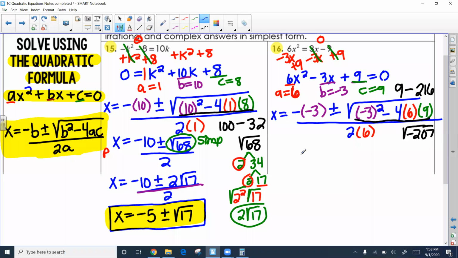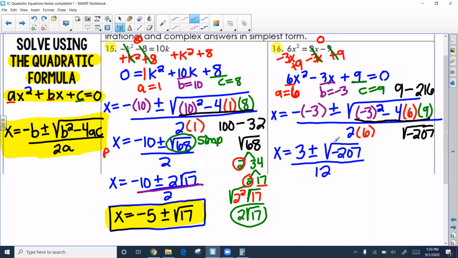All right, so let's simplify what we have so far. X equals, right here, since I had a negative 3, rather than writing that, that would just become a positive 3. So we have 3 plus or minus square root of negative 207 over 12. Okay, so again, if you got this far, that is proficient, and it means you can use the quadratic formula, but we should also be able to simplify.